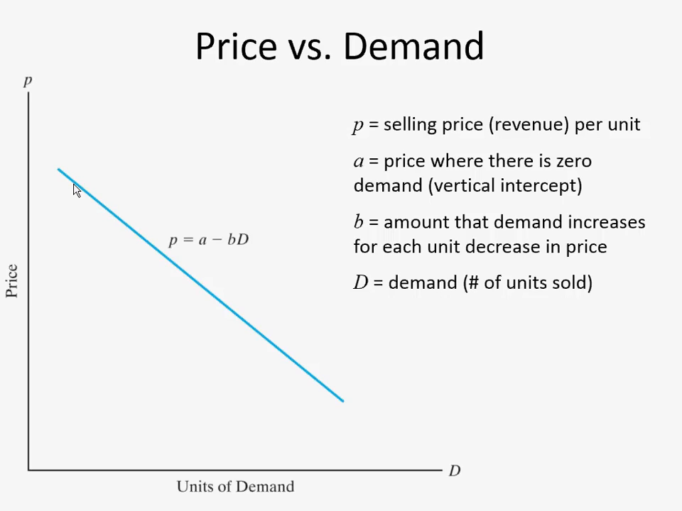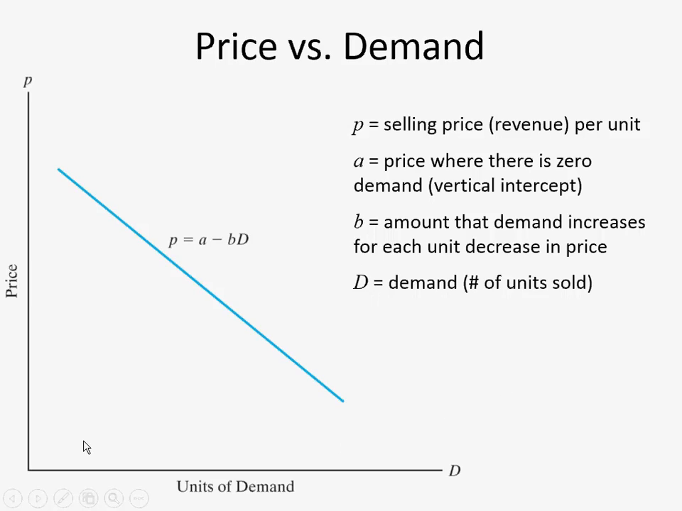Now B, on the other hand, is the slope of the line. So how much does the demand increase for each unit decrease in price? If you decrease the price of the Bentley by 1 dirham, how many more units are you going to sell? Probably you'd have to decrease it a lot more than 1 dirham to start increasing the demand. But the slope of that line is what we're assigning to the variable B.